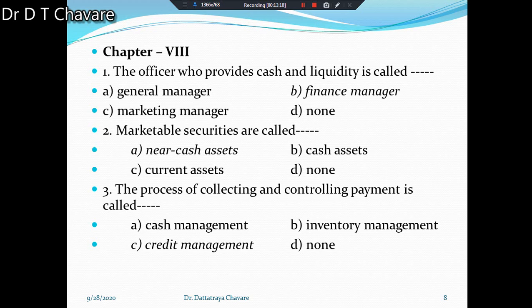Then the next question: the process of collecting and controlling payment is called dash dash. Four alternatives are given. Cash management? No, that is wrong. The meaning of cash management is different. Then inventory management? That is also no. Another alternative is credit management. This will be the correct answer to this question.